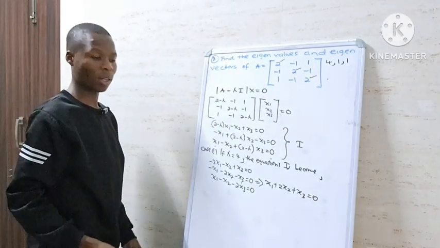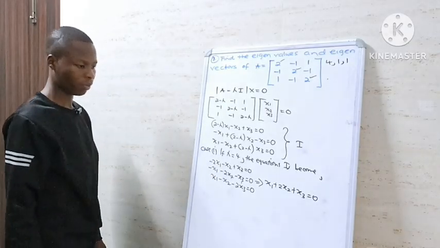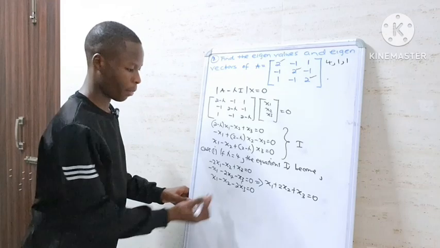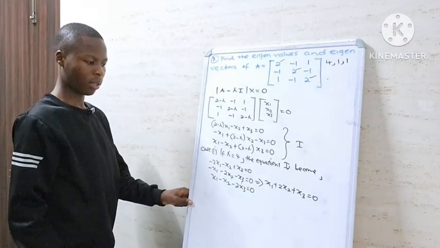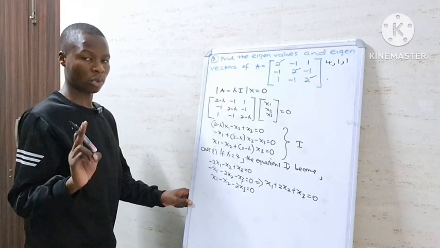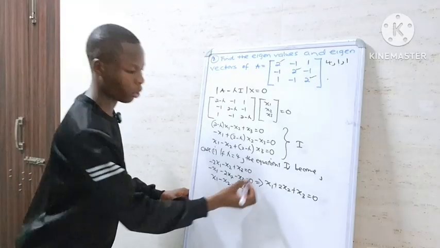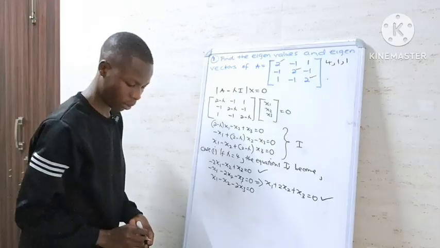If you don't like to factor out negative, no problem. But if you want to factor out, you can. If you check, these three equations are different. Since they are different, you are supposed to choose two equations. I am going to choose this equation and this equation.